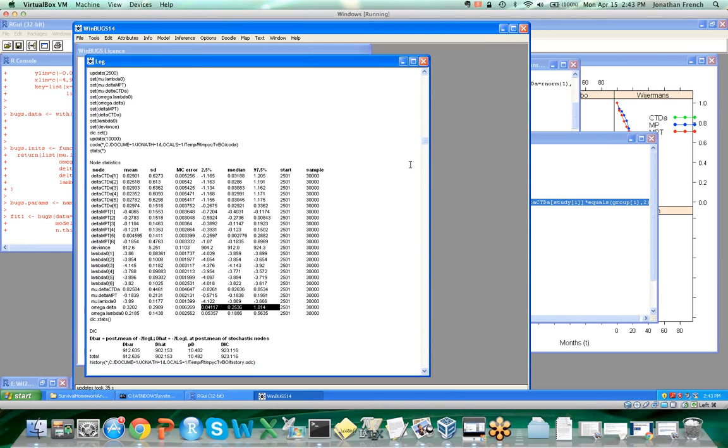I didn't ask to monitor it here. We could have, but this is where BUGS is providing us the DIC, and in fact, if we go through R to WinBUGS, we can ask that it pulls this back, and we could compare here our DIC of 923 for this model with the DIC from an exponential model, for example.